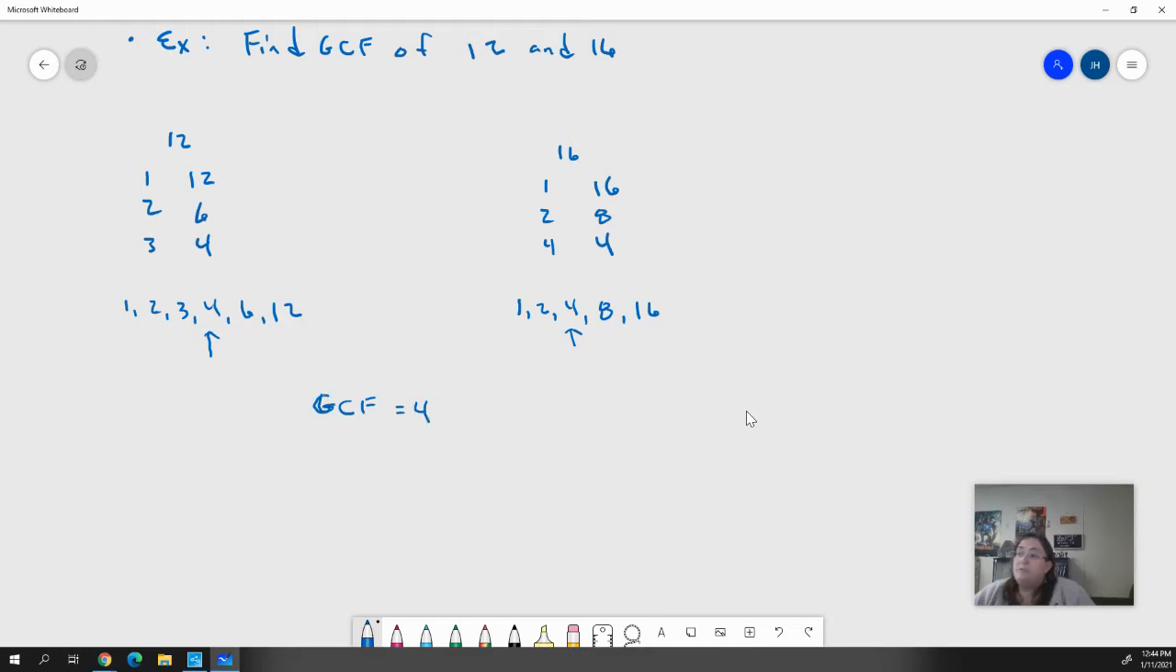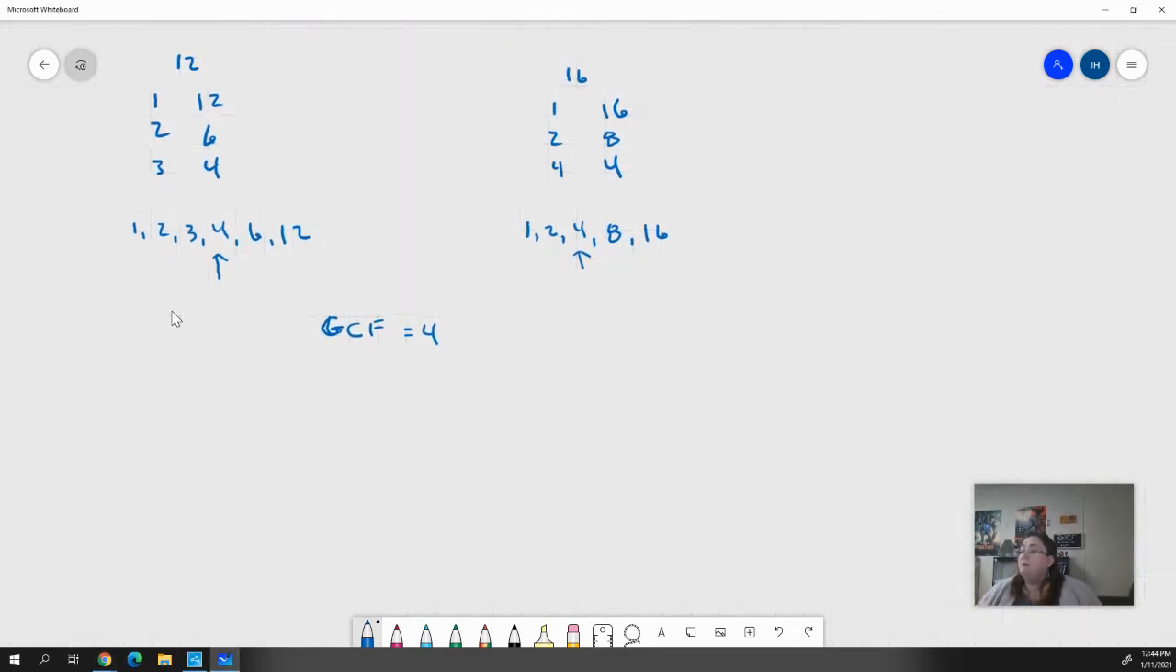And I know you guys learned this years ago, but it never hurts to review all of this, because it's been a long time since you've done any kind of factoring, right? When we're talking about numbers, it's really simple to find the greatest common factor. But it's also pretty simple when we bring in variables.